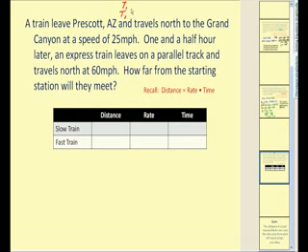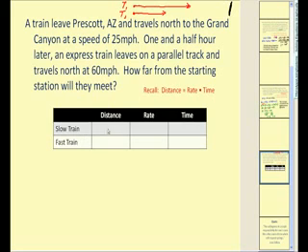So the idea behind this problem is train 1 leaves the station traveling 25 miles per hour, and then an hour and a half later train 2 leaves the same station on a parallel track. It's traveling faster, and the question is, how far from the starting point will they actually meet? Somewhere out here. They'll be in the same place at the same time. So let's set this up.